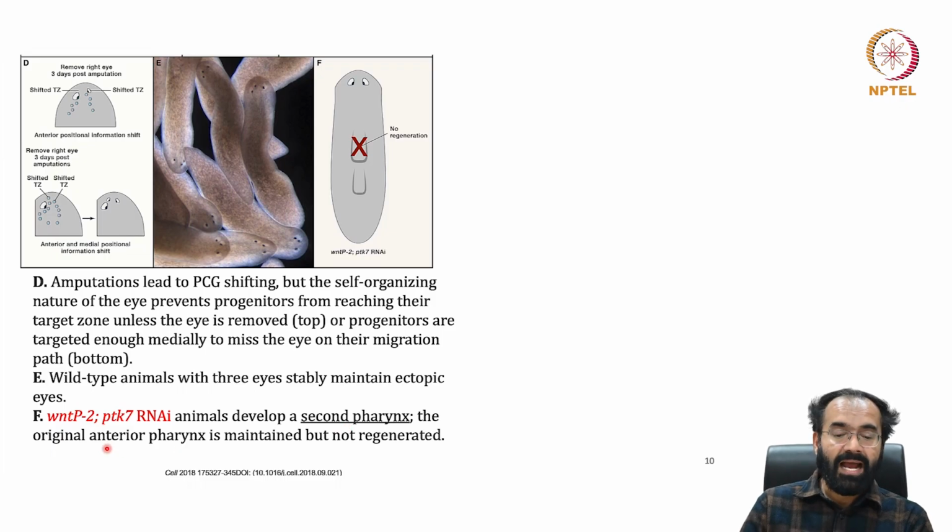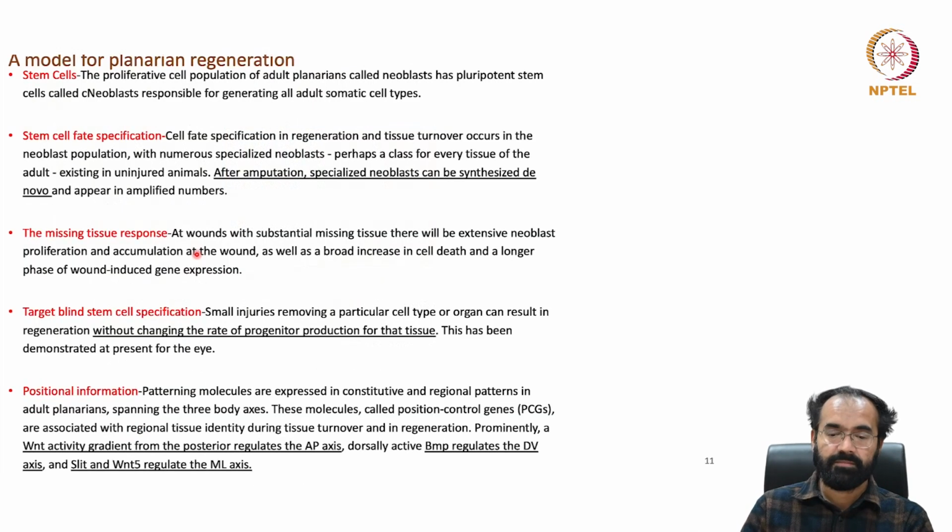The original anterior pharynx is maintained but not regenerated. So this is maintained, but if you cut it, the extra ectopic organ does not come back. Even for this animal, if it has 3 eyes and you cut here or get rid of the head, the newly formed head will have only 2 eyes.